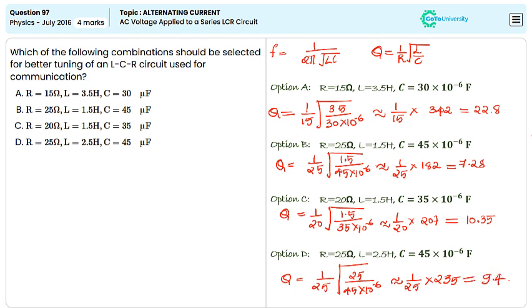As we can see, option A has the highest value of Q, which is 22.8, indicating the sharpest tuning and best performance for communication purposes. So, the best combination for better tuning of the LCR circuit is option A, when R is 15 ohm, L is 3.5 H and C is 30 microfarads.